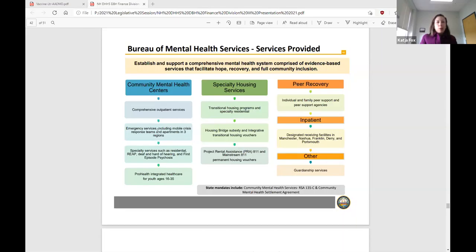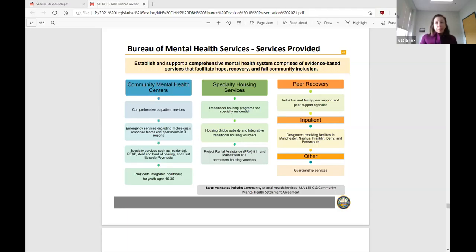So we only pay, I think it's $689 a month. And, you know, that's not going to go very far in the Seacoast probably, or anywhere right now. So we do have the ability to waive that. If someone has an income, then we pay only a portion of that.